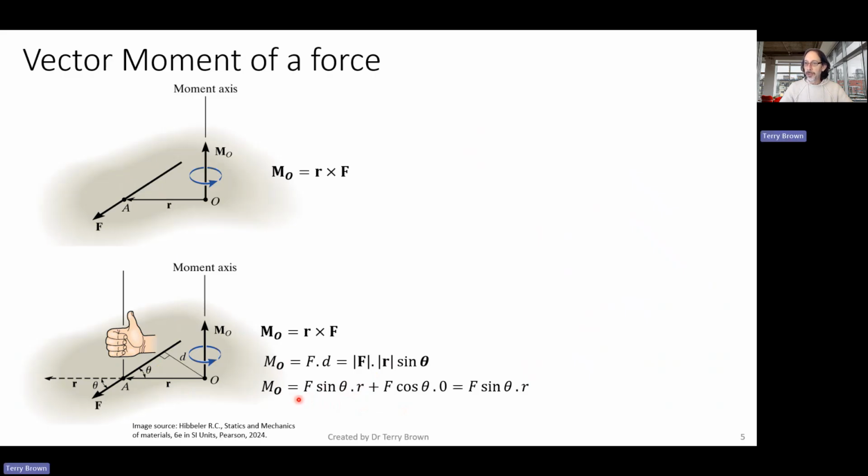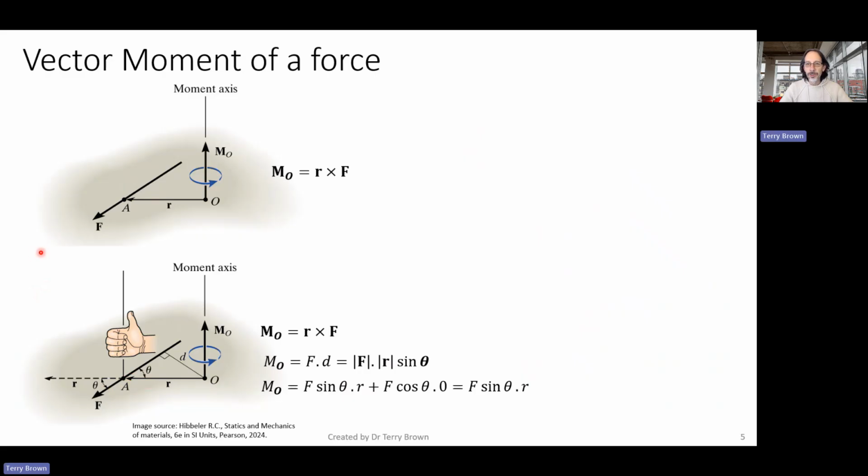we can see here also if we consider components of the force. So we looked at previously the scalar formulation and we looked at Varignon's theorem, or the principle of moments. If we break this force up into its components along the direction of the position vector and perpendicular to that, we'll have F sine theta as the component here, and then the component along the direction of R will be F cos theta, and the perpendicular distance here will be F sine theta times R.